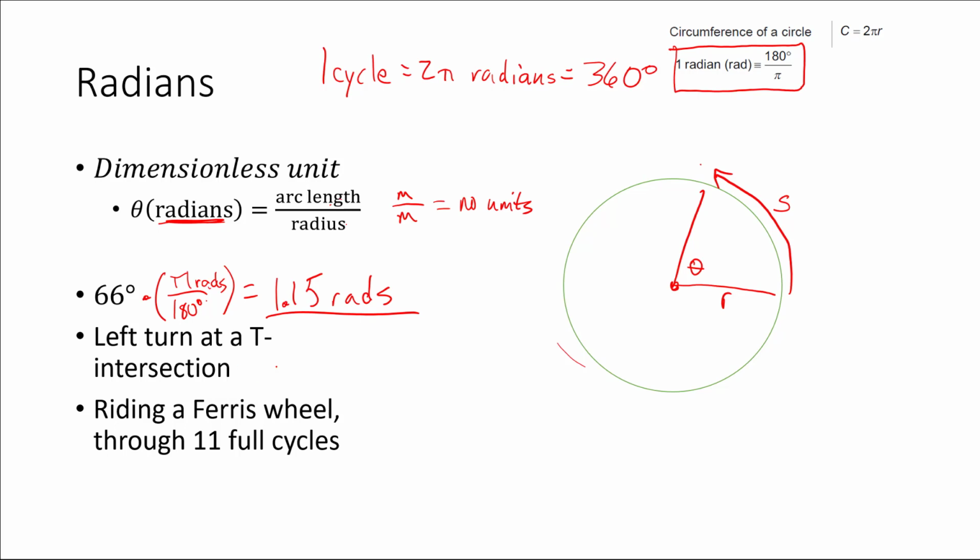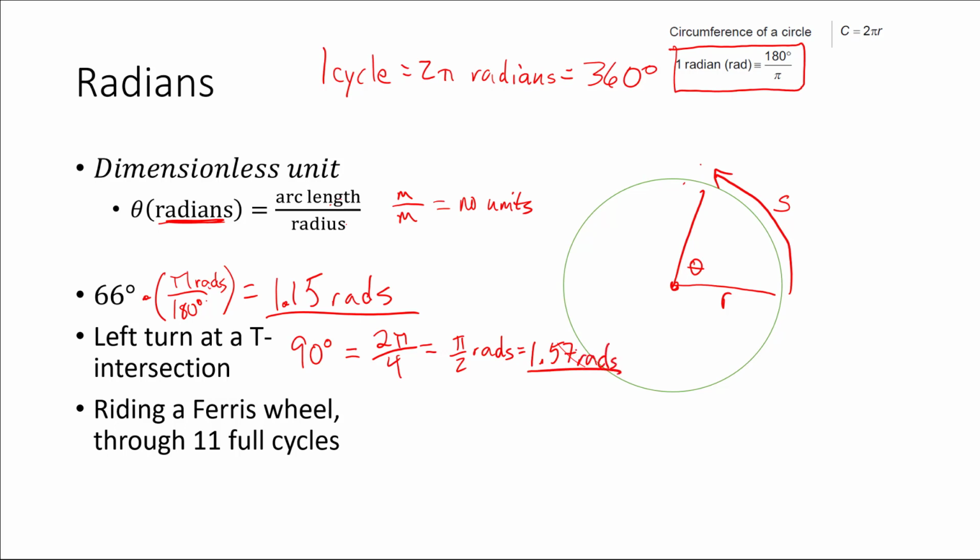How about a left turn at a T intersection? Well, that's a 90-degree turn. So 90 degrees is how many radians? Well, it's a quarter of a cycle. And if a full cycle is 2 pi, then 90 degrees is just 2 pi over 4, which is pi over 2 radians. And since this is physics, we're going to write it in decimal. Pi over 2 is about 1.57 radians.